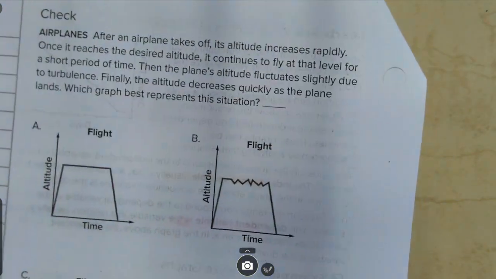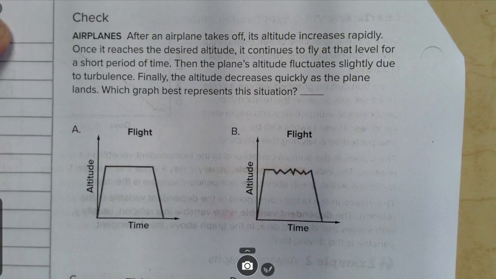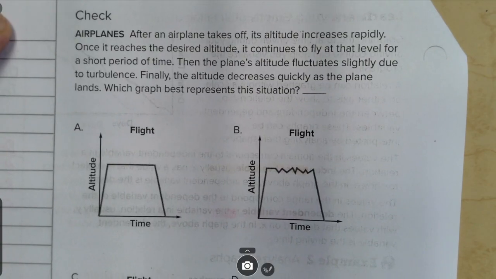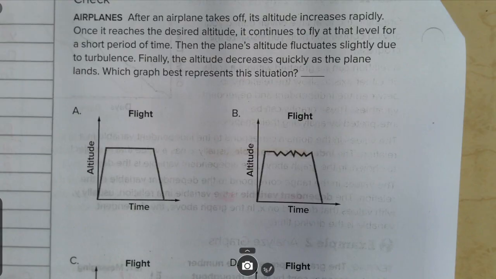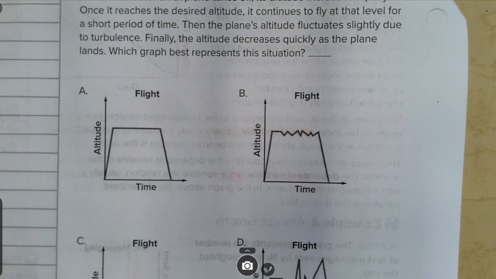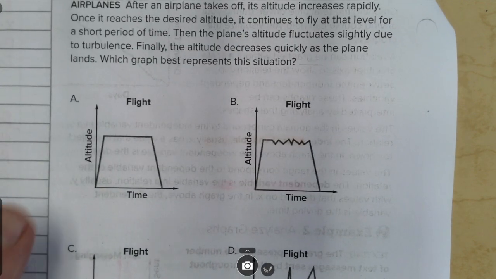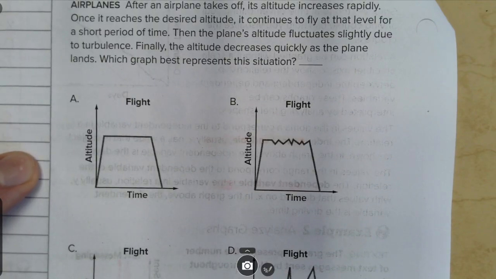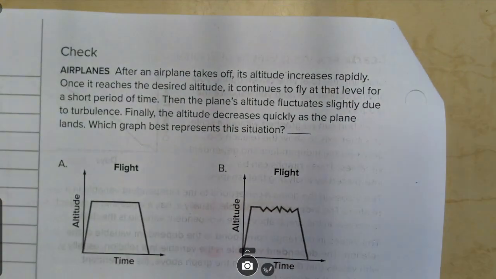Two more checks and that'll be all for now. Airplanes. After an airplane takes off, its altitude increases rapidly. Once it reaches the desired altitude, it continues to fly at that level for a short period of time. Then the plane's altitude fluctuates slightly due to turbulence. Finally, the altitude decreases quickly as the plane lands. Which graph represents this best? All right. Pause video, take a chance to work this out on your own. And when you start again, we will come back. For all of those watching now, let us continue.